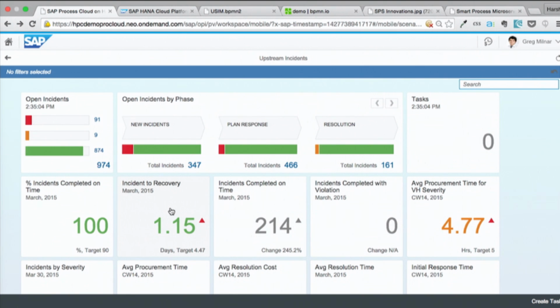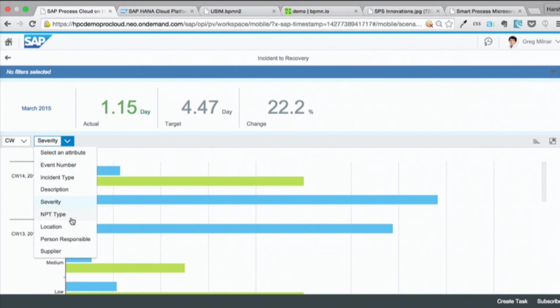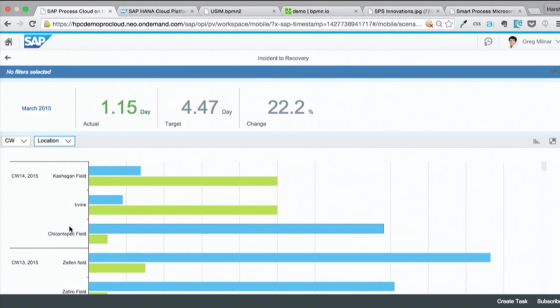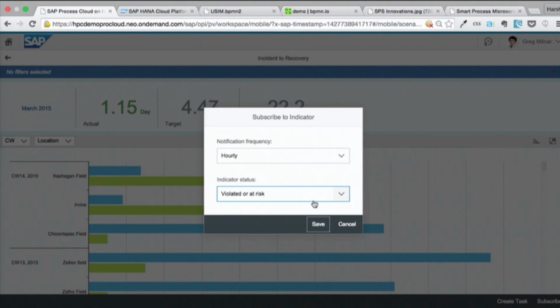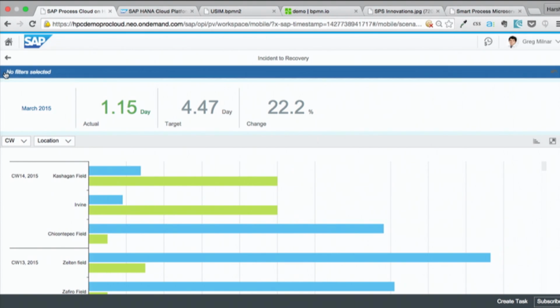So the KPI, which is incident to recovery, is quite critical for Greg because this determines how long Shell takes to react from an incident to the time where they could really recover. So he could look at these KPIs. He could look at the KPIs based on different dimensions. So this is not historical data. Every time an event happens in the process, he gets this visibly out there. He could subscribe to it saying, let me know every hour whenever there is a violation or at risk. So the system would intimate him via email or SMS or any channel he chooses.